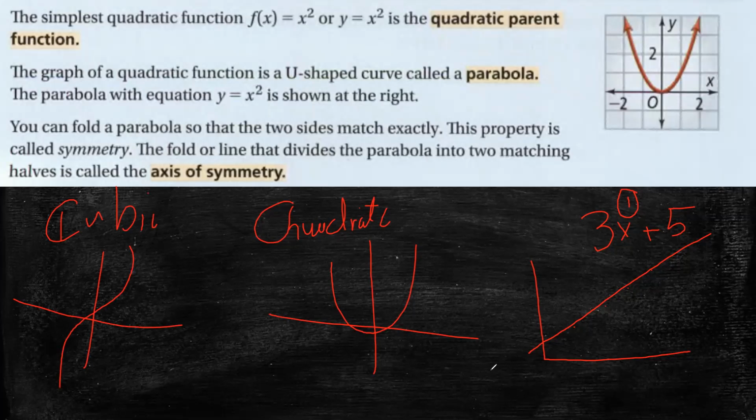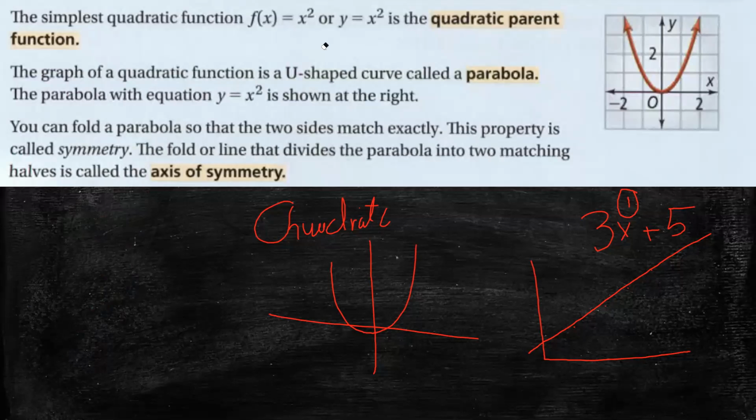So for the quadratic, it's U-shape, or we called it parabola. For the linear shape, it is a line. For the quadratic, it is what? U-shape. So the graph of the quadratic function is a U-shaped curve. We called it parabola. This is like this example here.